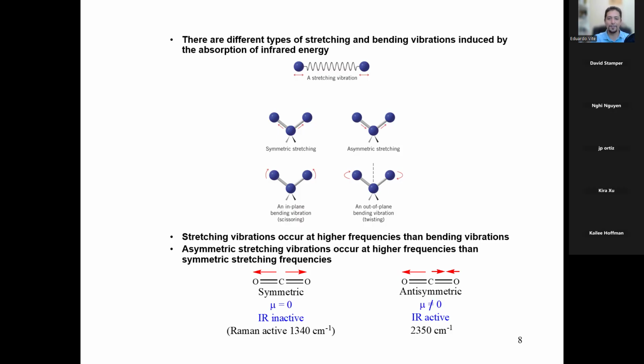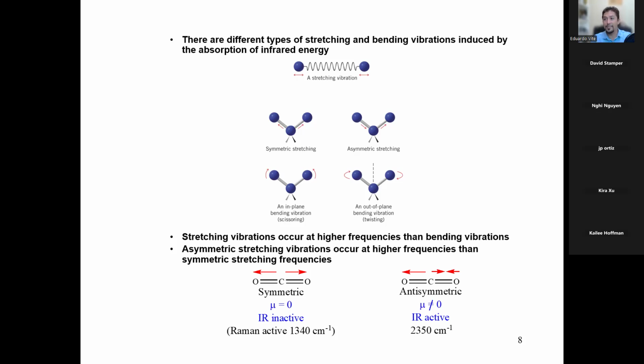So yeah, there's all sorts of different motions that molecules have. And so in general, if you see something in the higher wave numbers, we call that a stretching vibration. If you see something in the lower wave numbers, it's most likely a bend or a wag. And if you look at the bottom, we have an example, carbon dioxide. Some stretches are visible and some stretches are not visible. So again, all molecules vibrate, but not all molecules show up in IR.